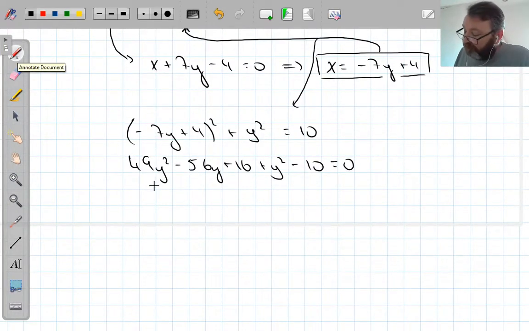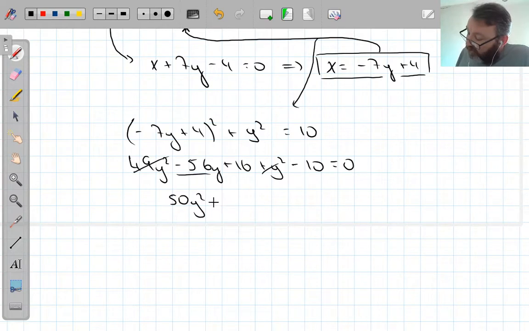So tidy this up. We get 49y squared and y squared, that's 50y squared. We get minus 56y, and then we get plus 16 minus 10, which is a plus 6, equals 0.